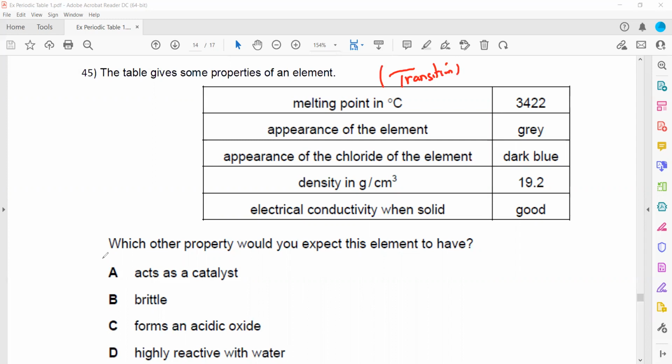Other characteristics: they can act as a catalyst. They are not brittle, they are strong. They don't form acidic oxides, but either amphoteric or basic oxides. They are not highly reactive, they don't react with water easily. Group 1 elements are reactive.